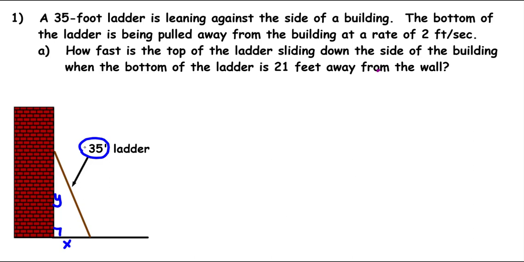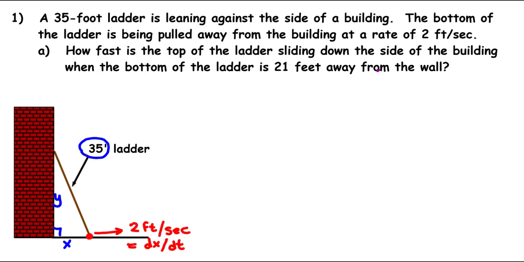So that's great news. All right, it says that the bottom of the ladder is being pulled away from this side of the building at a rate of 2 feet per second. So in other words, imagine somebody right here at this red dot pulling sideways at a rate of 2 feet per second. Well, that's going to make the X side of this triangle grow. And so it's going to grow every second by 2 feet. So this 2 feet per second is actually dx dt.